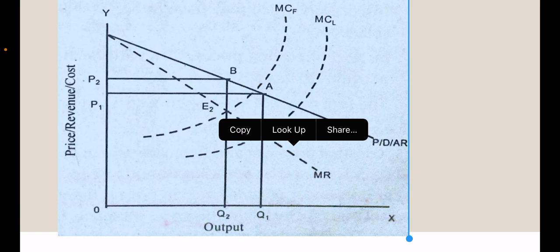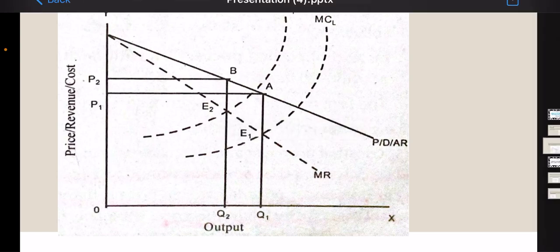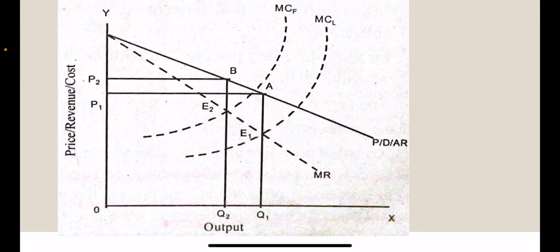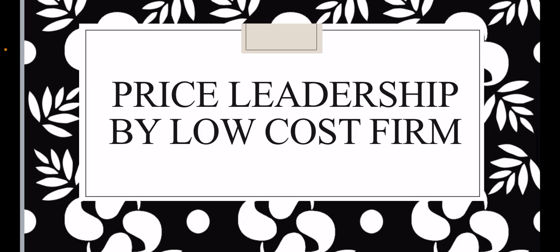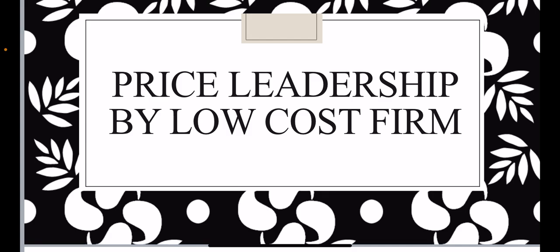OQ we can see that OP2 and output of the sale OQ2. So here the price of the firm L is less than that of the firm F. So by concluding, OP1 price will prevail in the market and total output will be twice of OQ1. Like that we can understand in this graph that OP1 price will prevail in the market and total output will be twice of OQ1. Okay. Then moving to the next second topic, price leadership by low cost firm.